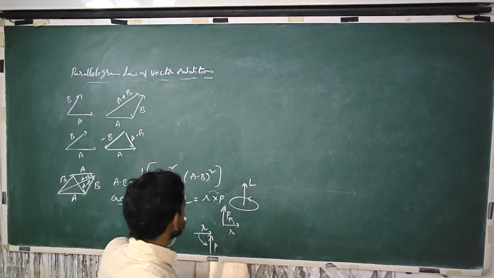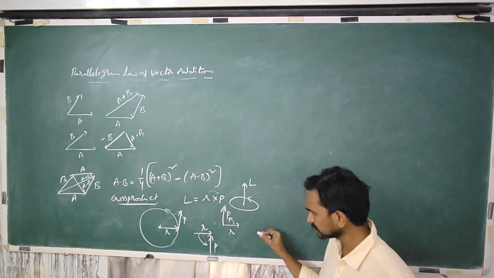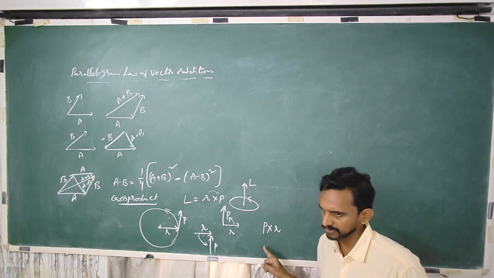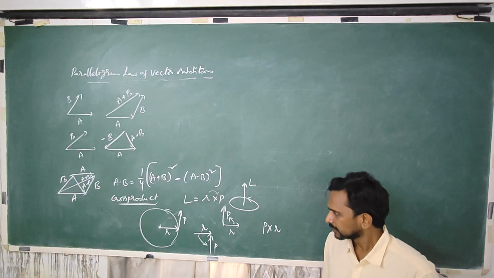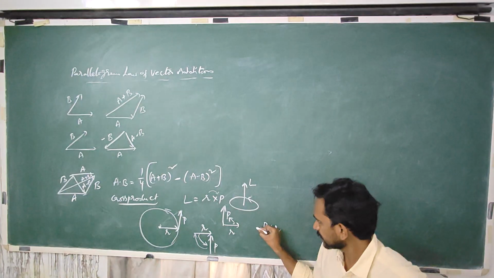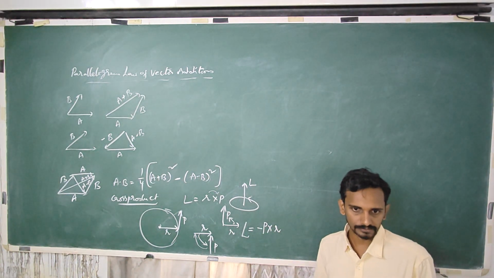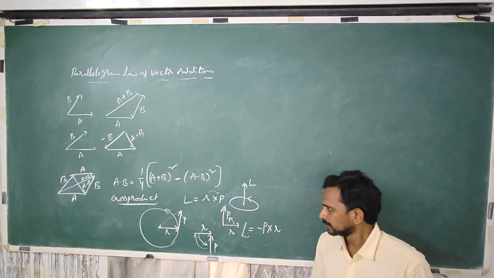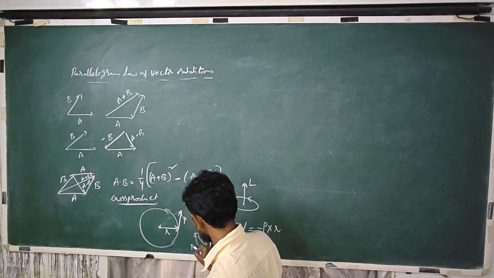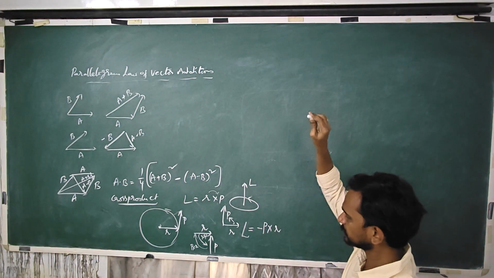So let's say if you reverse the order, what happens? Instead of R cross P, if you want to calculate P cross R, that means your first vector is P, second vector is R. Then the direction changes. So you will get a negative sign if you reverse the order in cross product. So this is R cross P and this one is P cross R. So if you reverse the order, you will get a negative sign for the cross product.